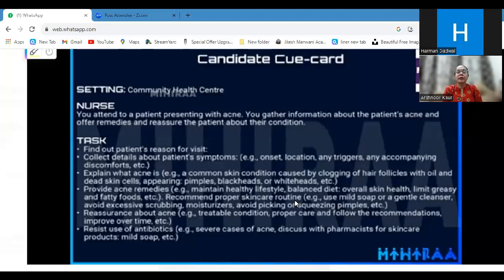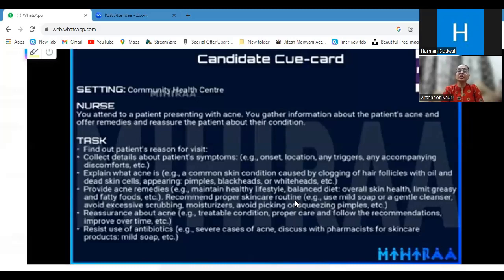So then your questions, as it is already mentioned in this role play, it's a very simple role play, and it's given the direct directions. See the task, find out the patient's reason for the visit. I have already done that. Then collect details about patient symptoms. For example, onset, location, any triggers, and accompanying discomfort.